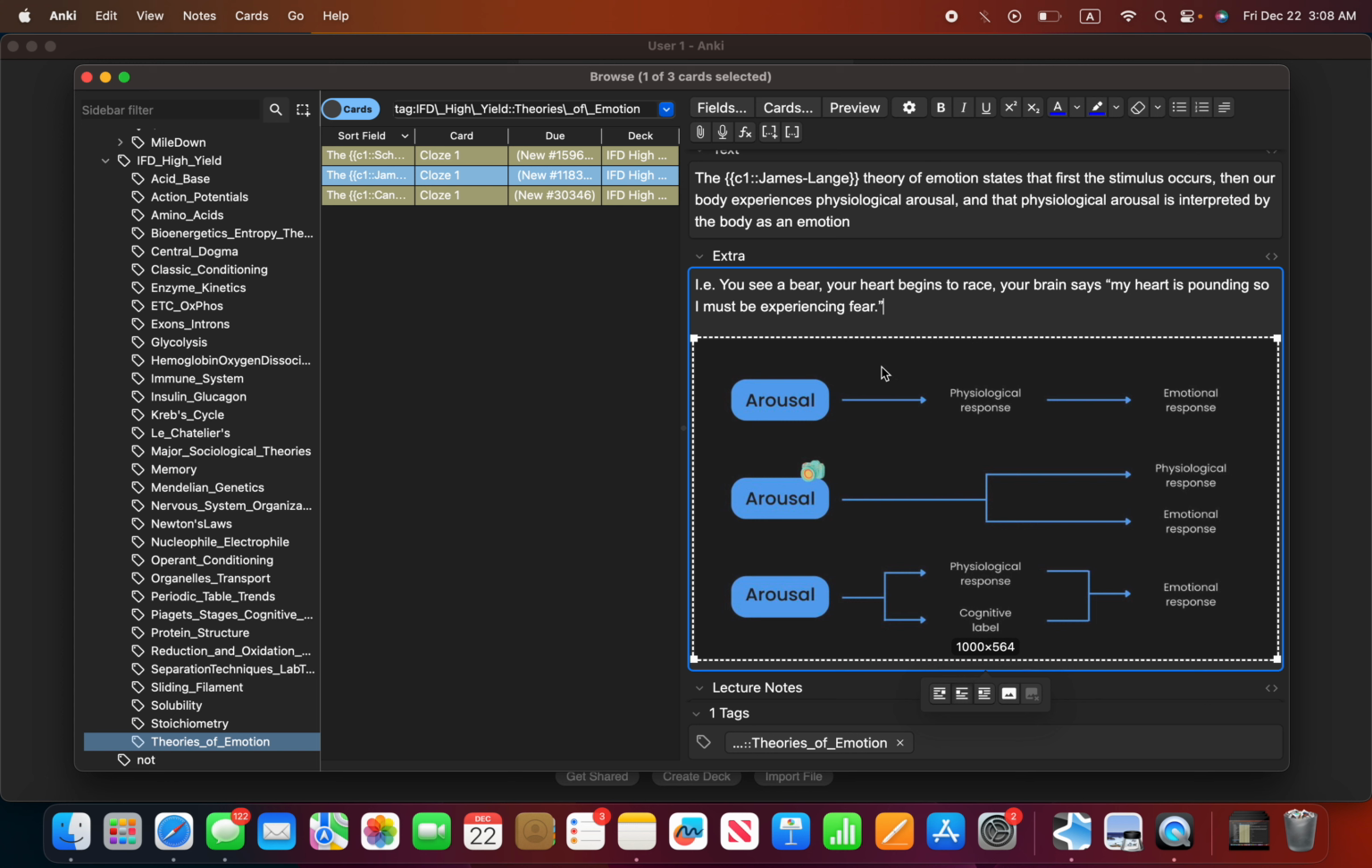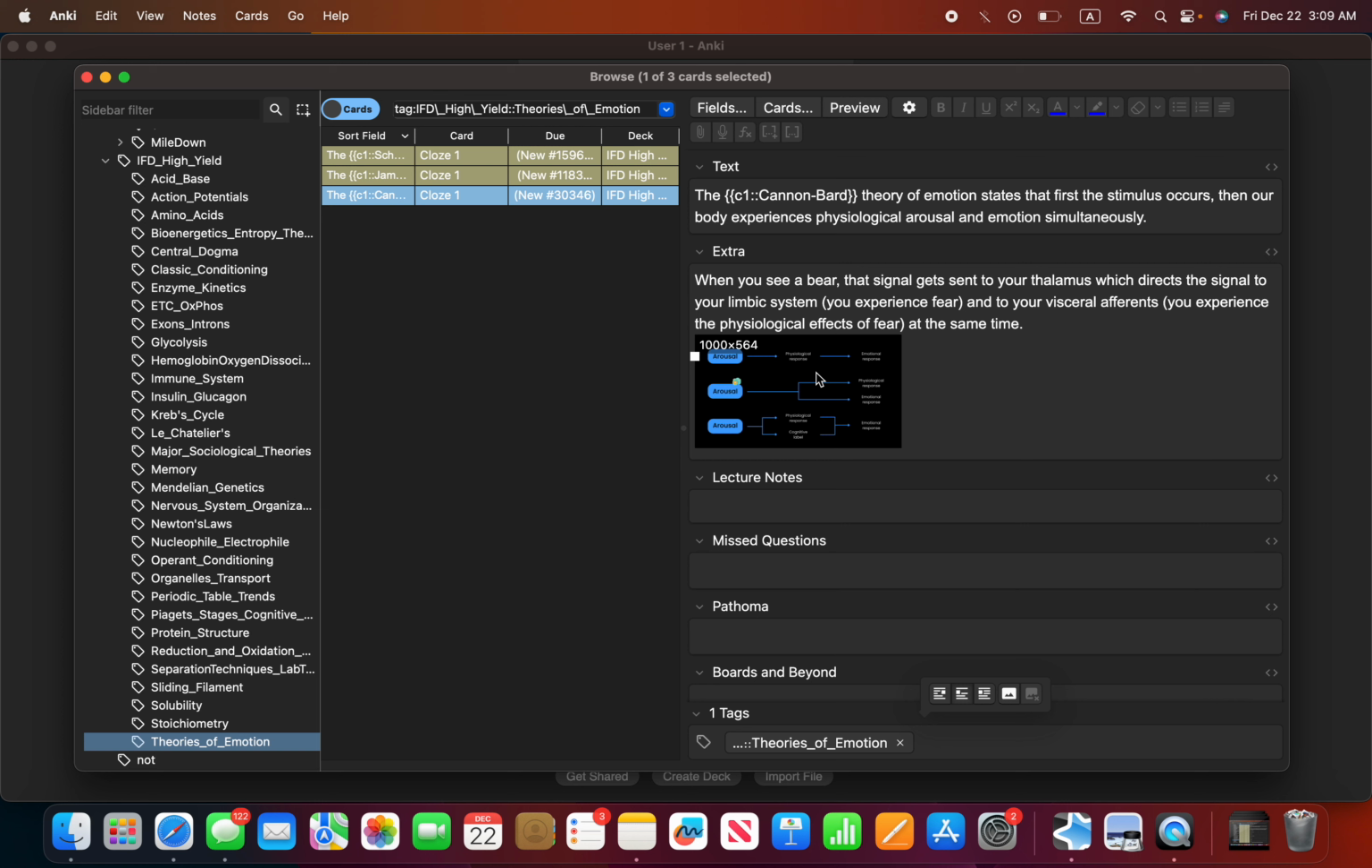And for Cannon-Bard, you just see the bear and the signal gets to your thalamus, which directs the signal to your limbic system. You experience fear, and then to your visceral afferents. So it goes to both. You experience the fear and you experience the heart rate at the same time.